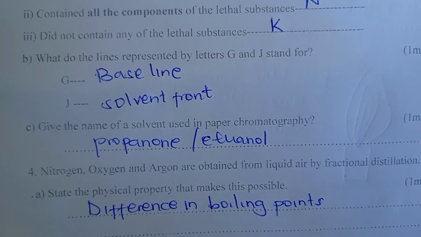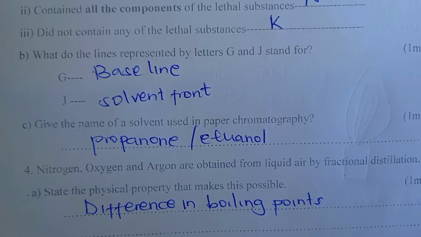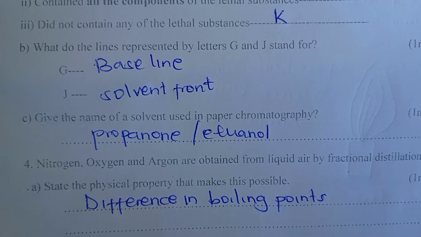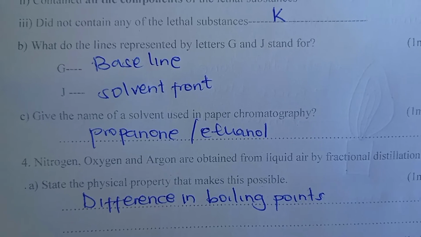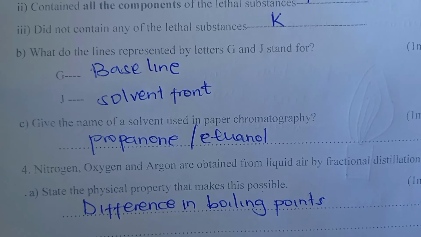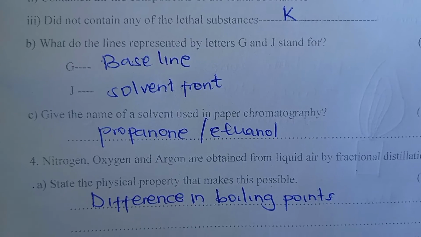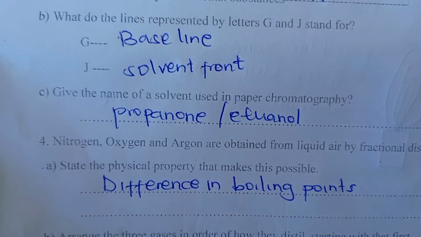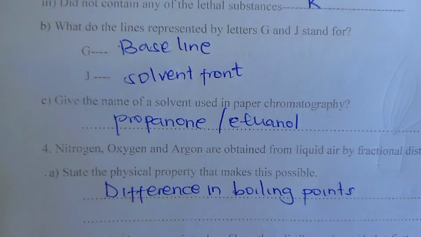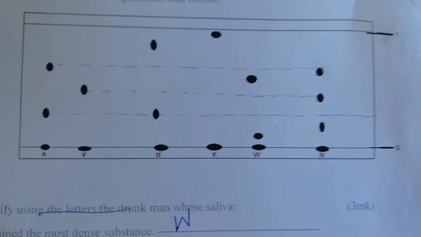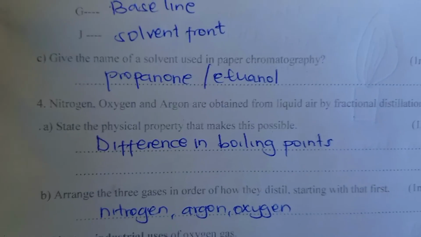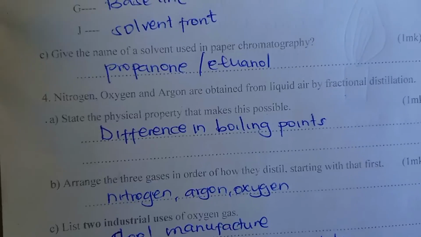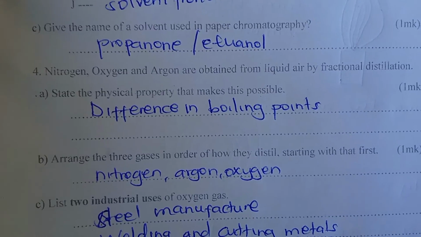What do the lines represented by letters G and J represent? So letter G here represents the baseline, while letter J represents the solvent front. Give the name of the solvent that is used in paper chromatography, that's propanol.